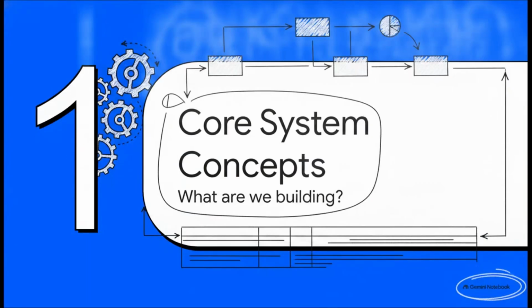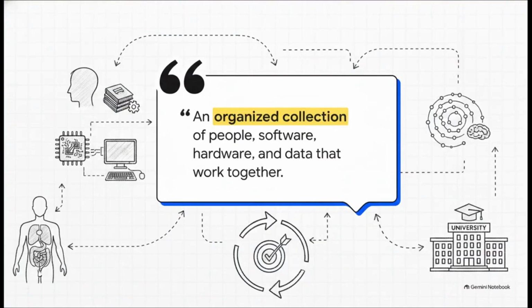All right, part one, core system concepts. What exactly are we building here? Before we design a system, we gotta know what one actually is, right? This quote by Kenneth and Julie Kendall is exactly the kind of gold star academic definition your professor is going to look for on the test. A system is an organized collection of people, procedures, software, hardware, and data that work together to produce meaningful information.